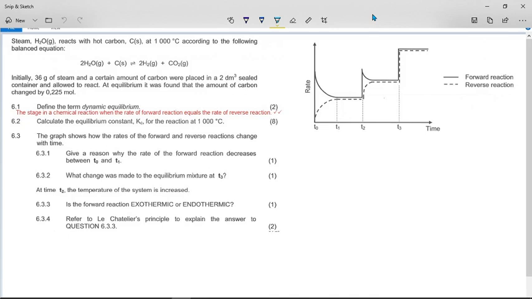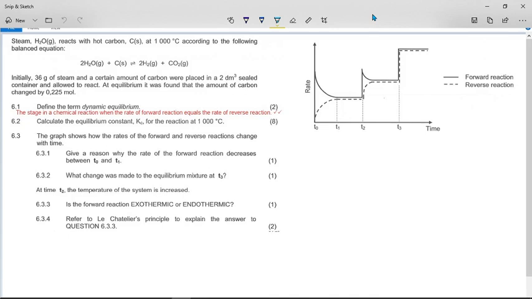Then it says to you, define the term dynamic equilibrium. This is a 2 or nothing answer. The stage in a chemical reaction where the rate of the forward reaction equals the rate of the reverse reaction. If this sentence does not have the word rate in it twice, it is completely wrong. We are referring to the rate of the forward reaction and the rate of the reverse reaction.